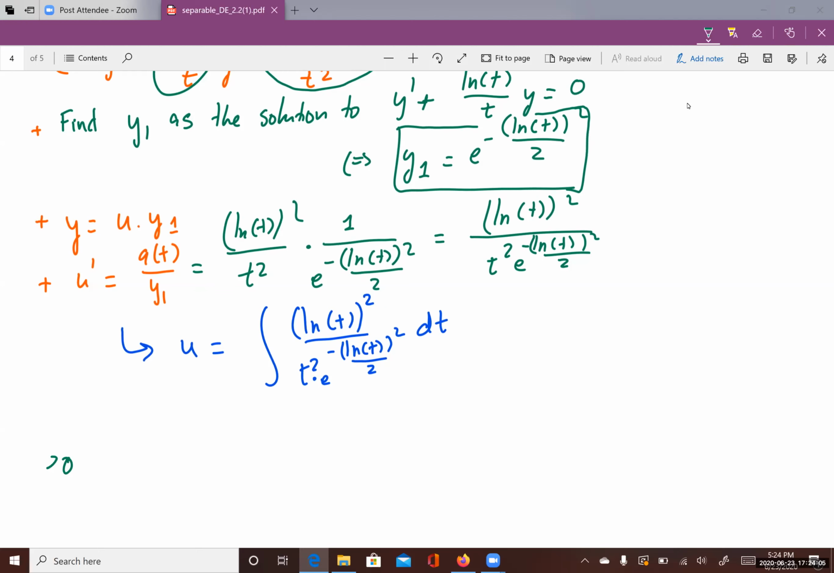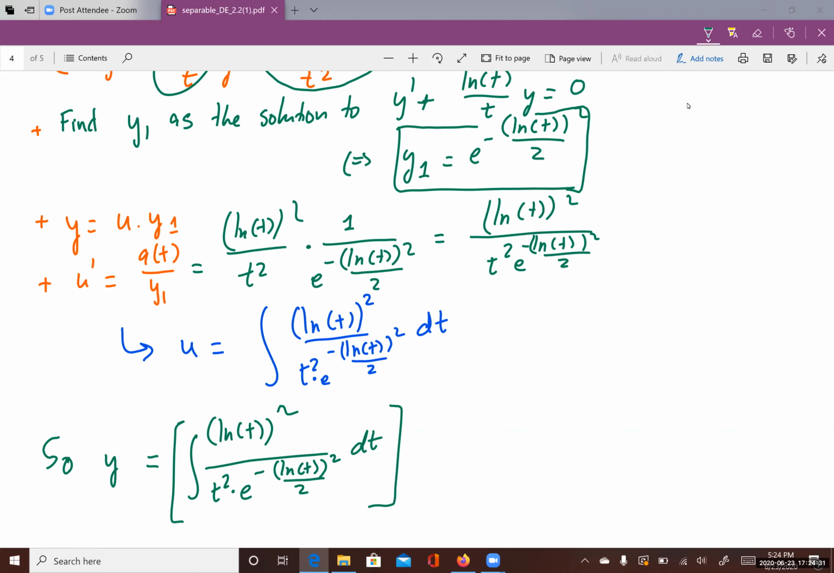So y equals u times y1, and u is the integral of natural log of t squared over t squared times e to the natural log of t squared over 2 dt. This is u, and y1 should be e to the natural log of t squared over 2.